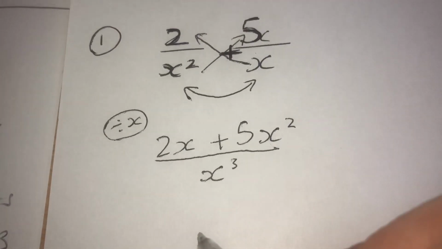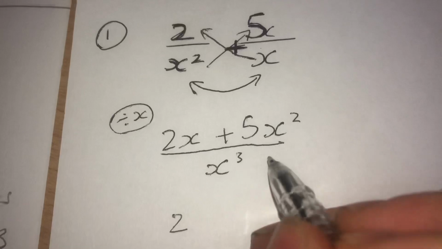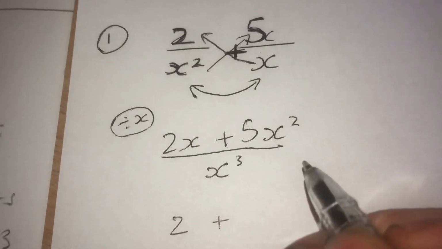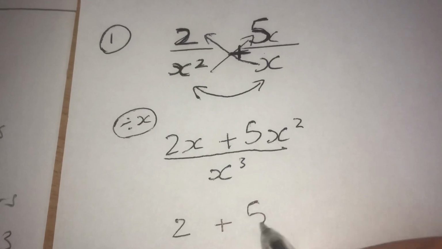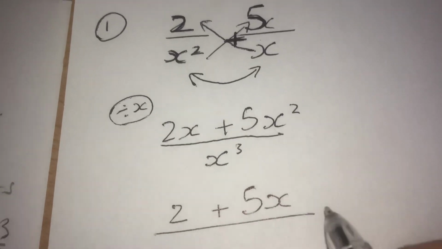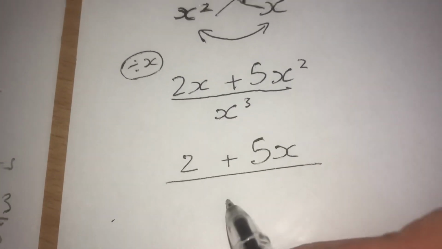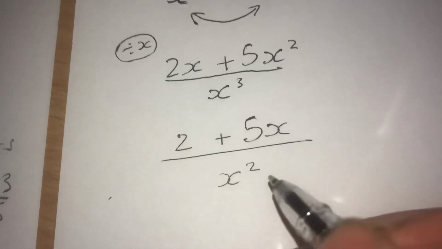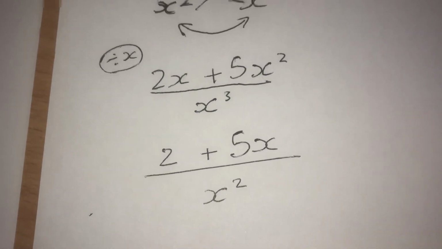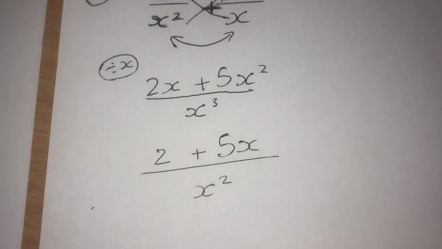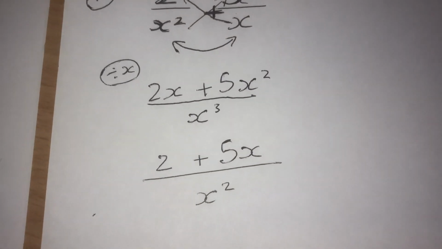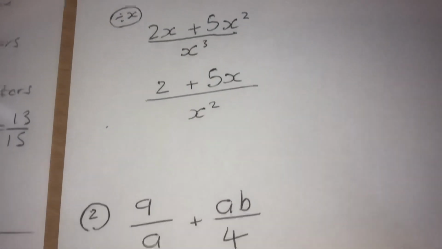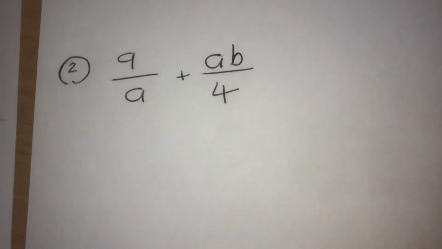So 2x divided by x is just 2, plus 5x squared divided by x, so if I'm taking an x out of this one, is just 5x, and x cubed on the bottom divided by x just leaves us with an x squared. So that would be this question simplified and left as a single algebraic fraction. Okay, so remember to simplify at the end if we possibly can.